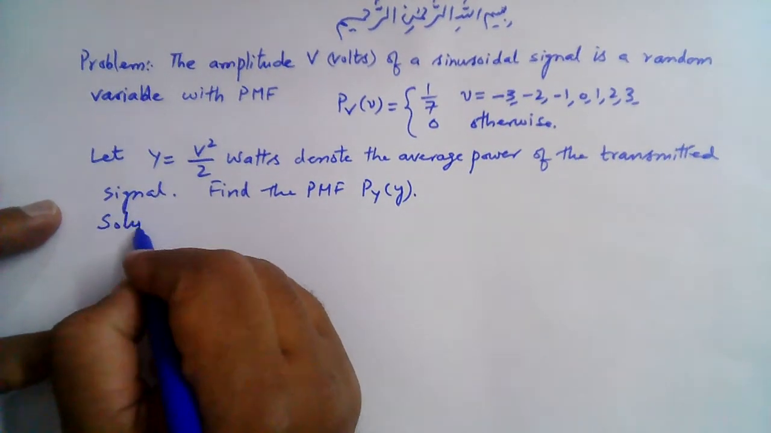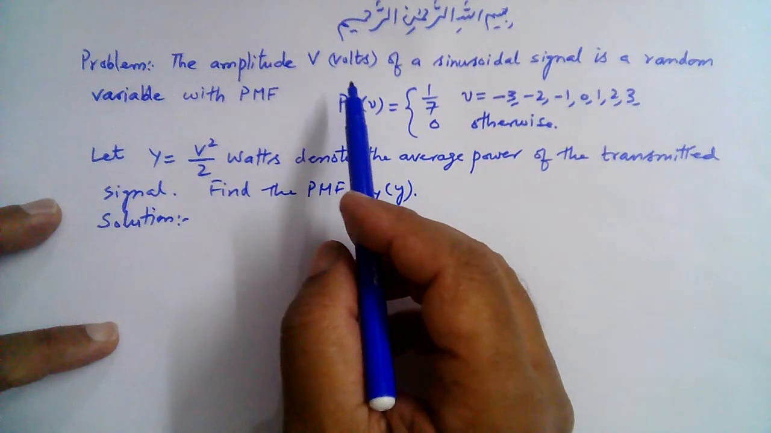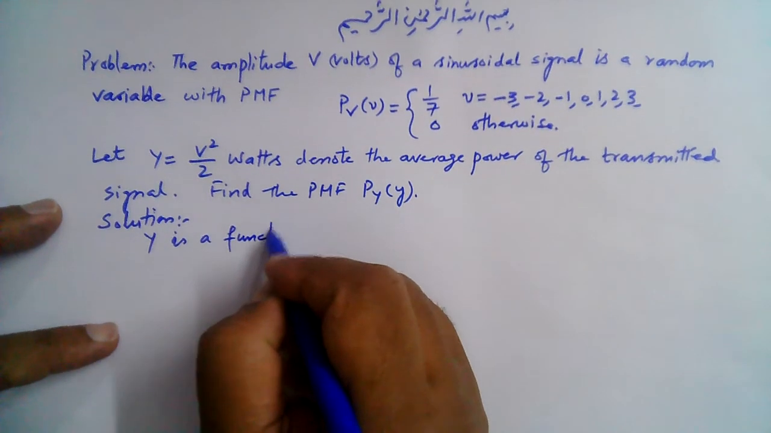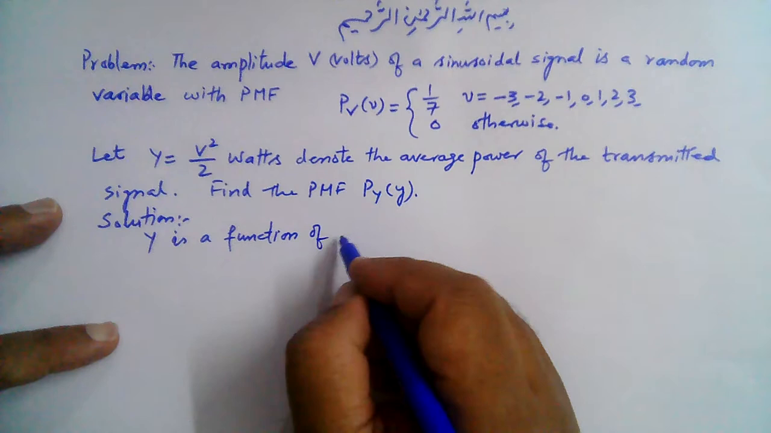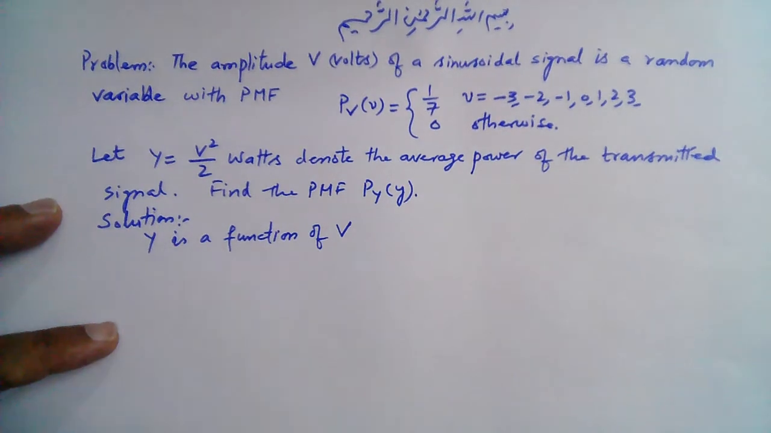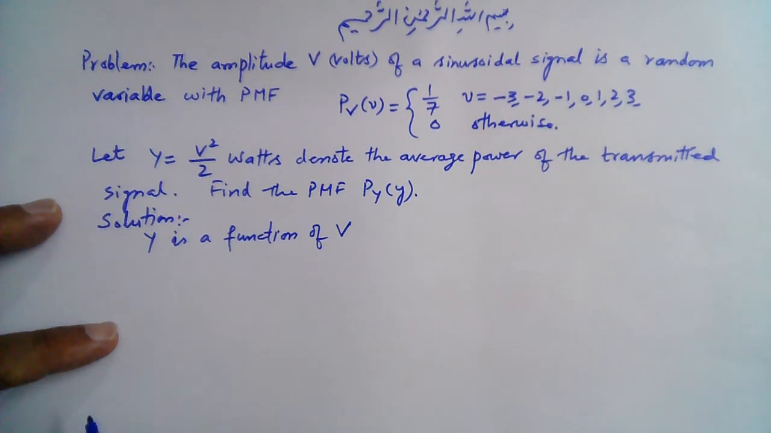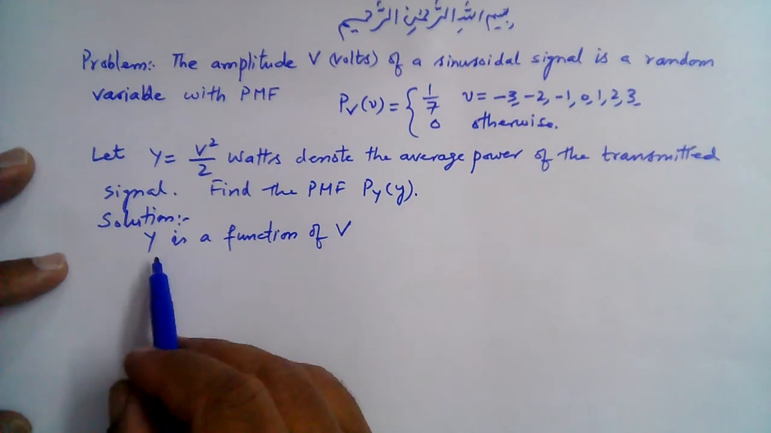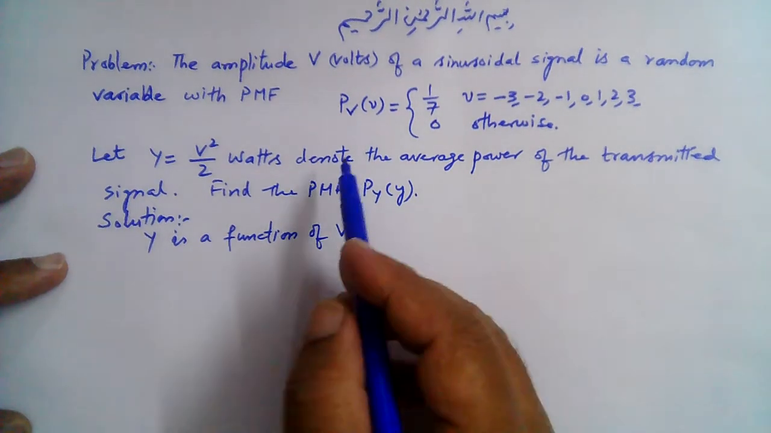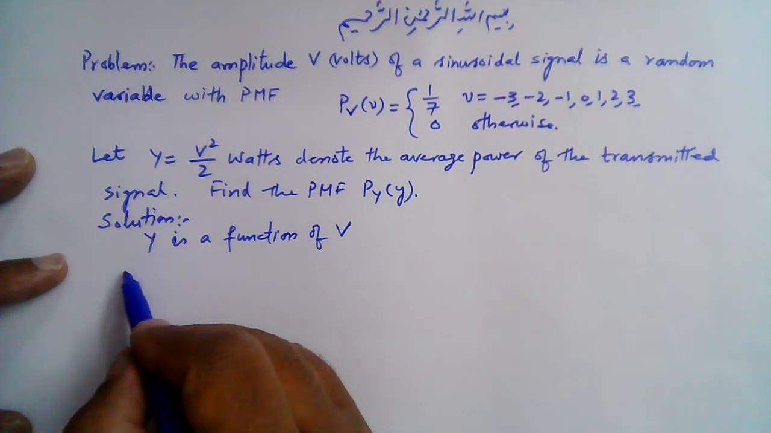So here this random variable Y is a function of another random variable V. So Y is a derived random variable, which is a function of a discrete random variable V. The best way to derive the PMF for this random variable Y will be to first note down the different values of V and the corresponding values of Y and the probabilities involved. So let's make a table.